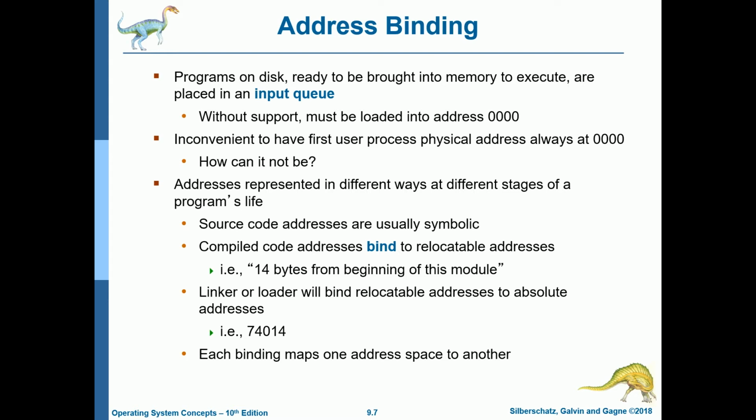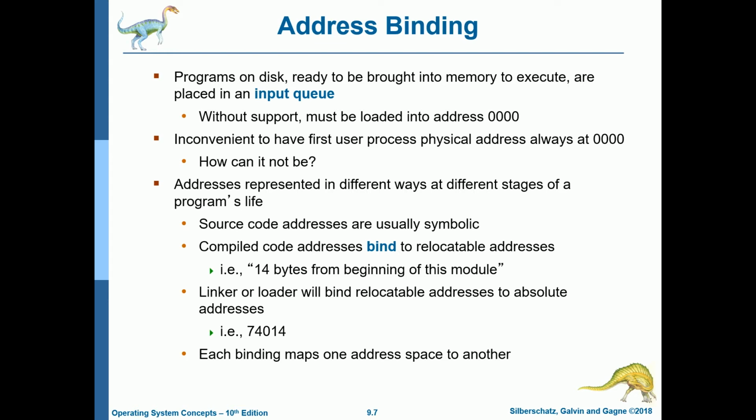Most systems allow a user process to reside in any part of the physical memory. Thus, although the address space of the computer may start at 0, the first address of the user process may not be at 0. In most cases, a user program goes through several steps, some of which may be optional, before execution. Addresses may be represented in different ways during these steps.